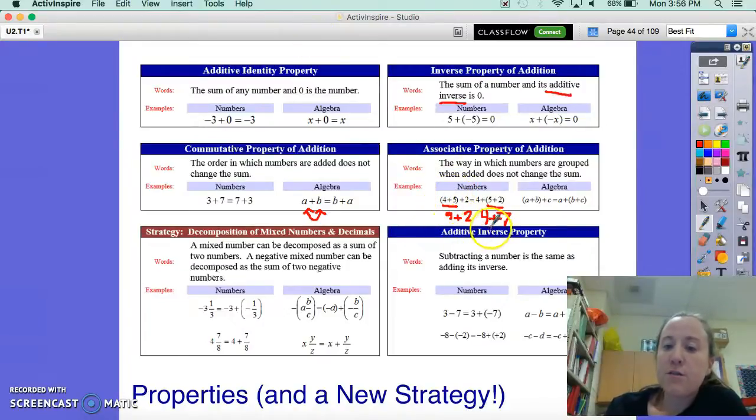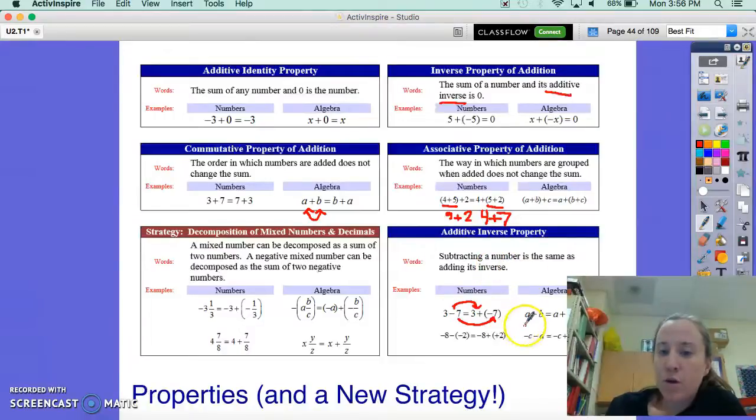Additive inverse property is add the opposite. It's that poster up in the room. You also wrote it down in your notes. So it's saying that instead of writing something like 3 minus 7, which we're not used to seeing, what I can do is I can change subtraction to addition, and I can change the sign of the second number. Notice, and we talked about this last week, nothing happened to the 3. The sign of the first number stayed the same.